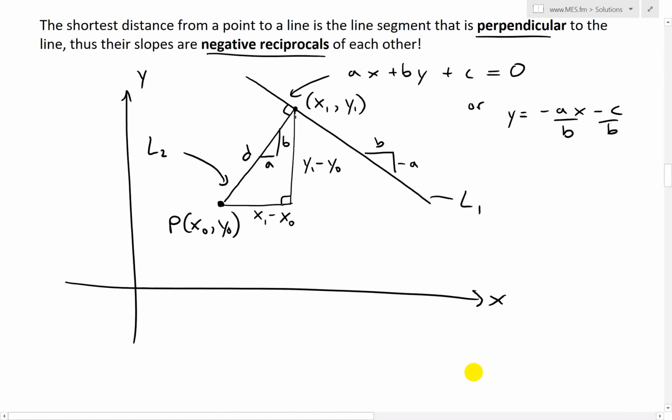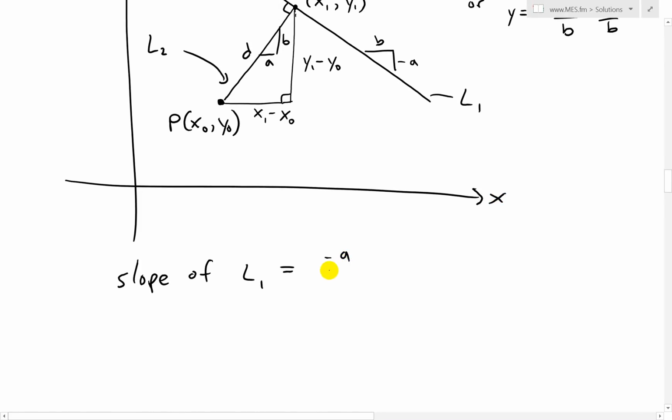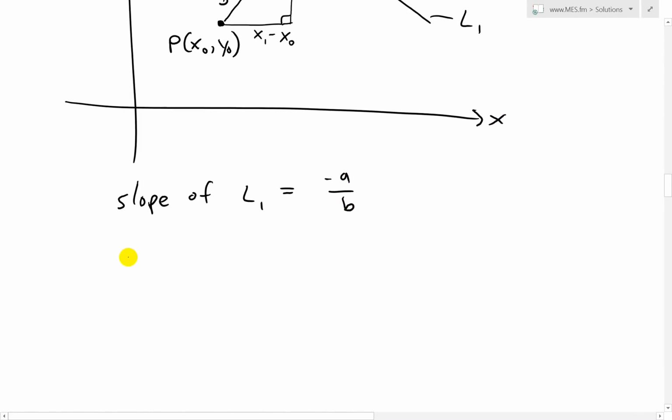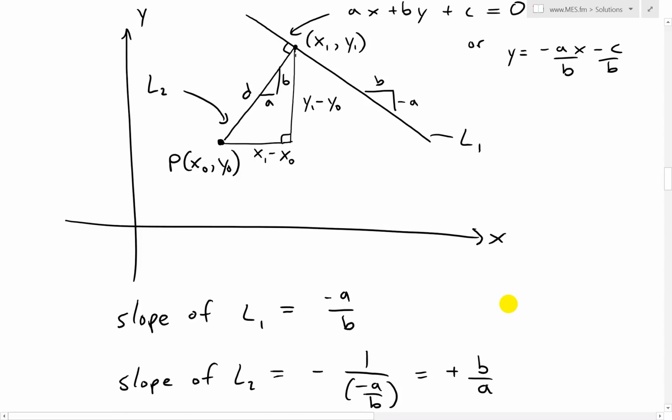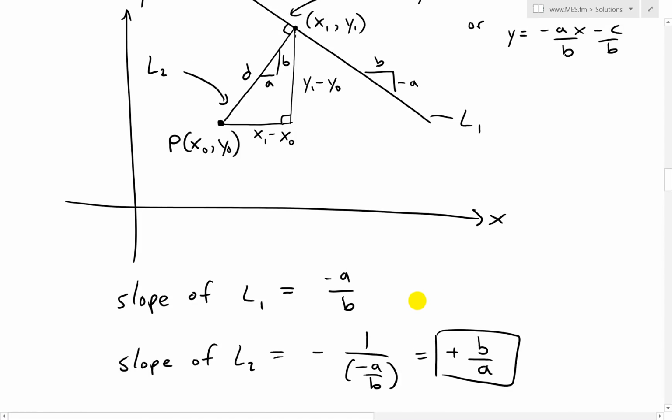Now, as I just showed above, the slope of L1, line 1, is going to be negative a over b. So then the slope of L2 has to be the negative reciprocal, which equals negative 1 over negative a over b. And then this becomes all positive, and the b goes on top, equal to plus b over a, as shown over there. So this is the slope of this line across there.